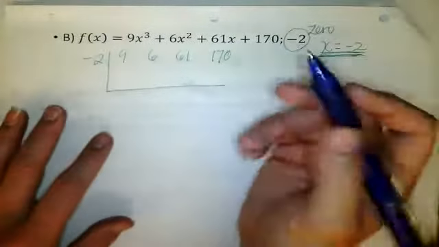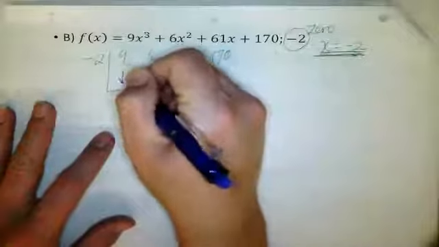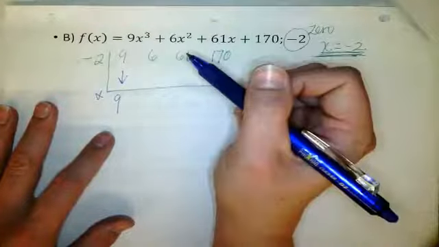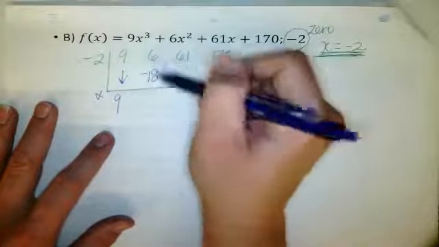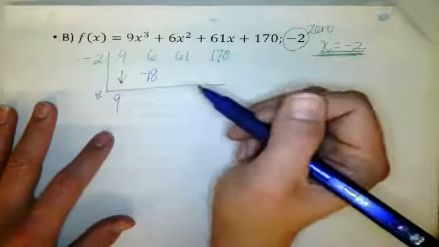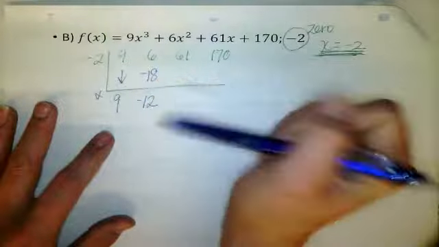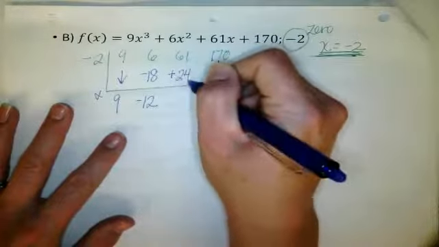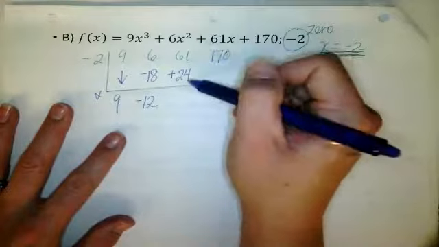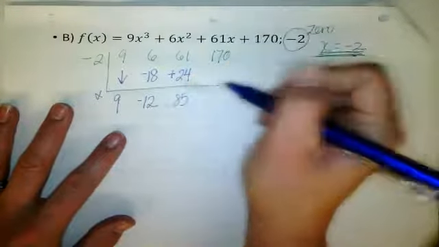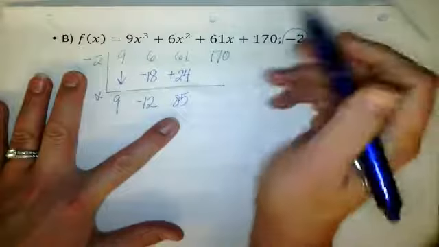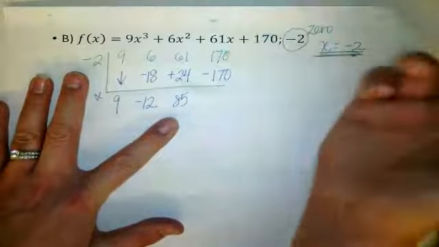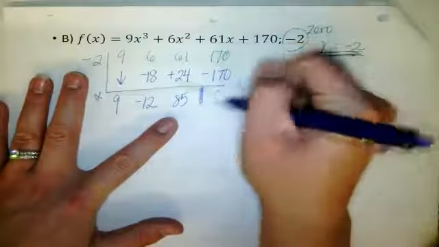How do you do the synthetic division? Bring down the 9, and then we're going to multiply. 9 times -2. 6 and -18 is -12. -12 times -2 is +24. 61 and 24 is 85. 85 times -2 is -170, and +170 and -170 makes a remainder of 0.